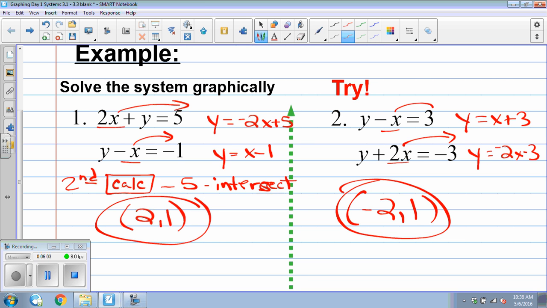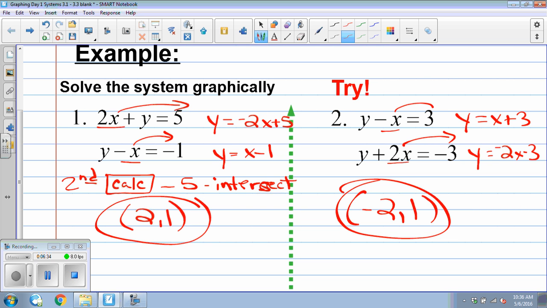Okay? And if it's a parabola that goes up or down, your calculator can graph it. But if it's a parabola that goes left or right, your calculator can't graph that. Why? It's not a function. Fails the vertical line test. So when you have two linear equations, use your calculator to graph them. But when you have a linear and some other type, you can only do that algebraically.